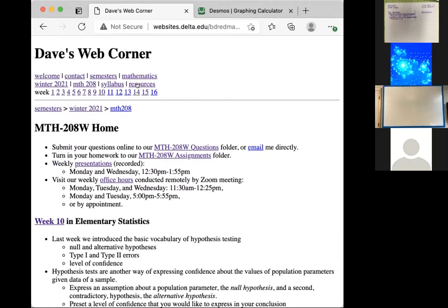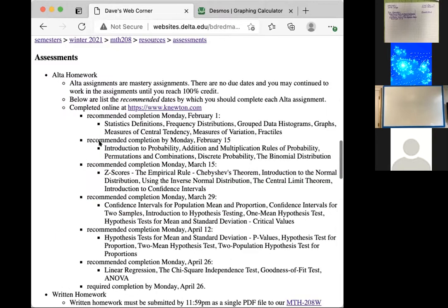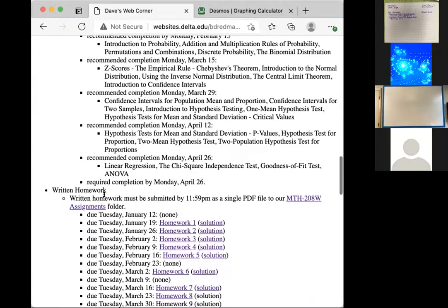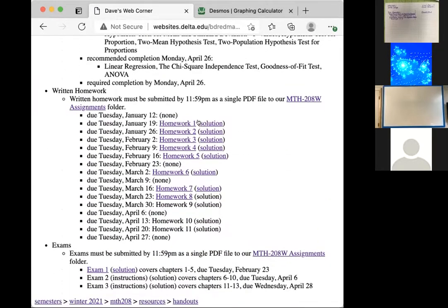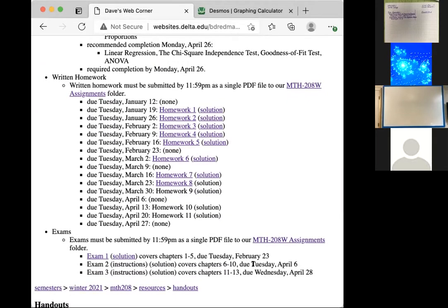Remember, if you want to know the dates of any of our assignments, under the resources page, assessments, you have the recommended dates for all ALTA homework assignments. You have the written homeworks and their solutions for every date. And then you have the dates of the exams. So you're going to work on a homework for next Tuesday, one more homework. But then during the week that you're doing the exam, you are not doing a homework. It's kind of like the exam is a larger homework, but I don't make you do exam and homework in the same week. Okay, so that's just a peek ahead.